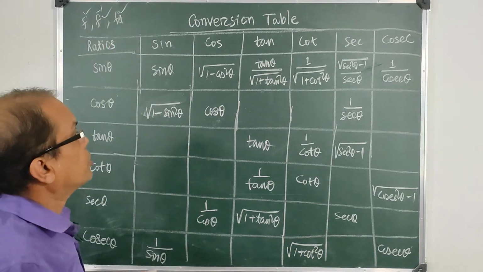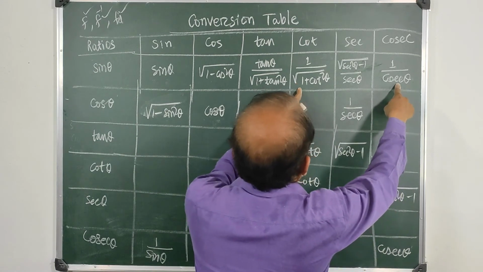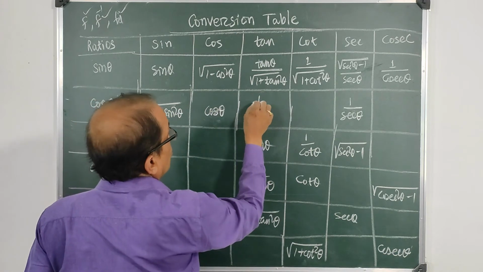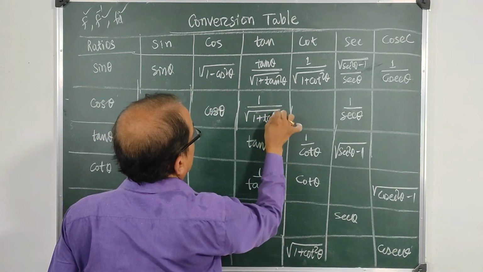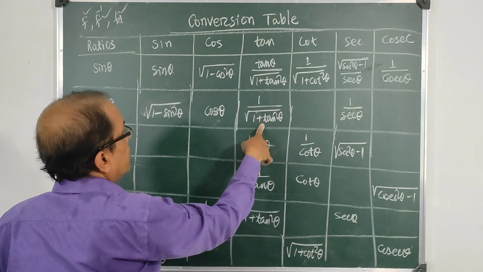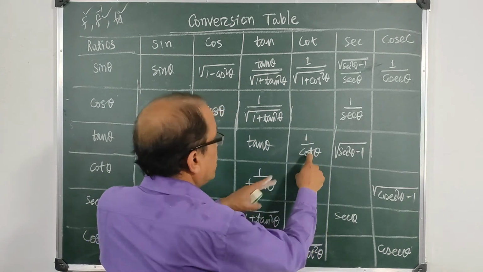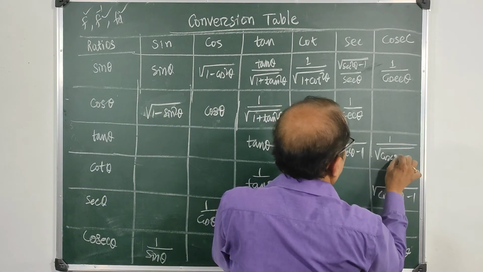Then go for F inverse D. This one is F inverse, this one is F inverse D. Next comes 1 by sec theta, where it will be tan. So 1 upon root over 1 plus tan square theta. This will be 1 upon sec theta, so cos theta. Similarly, here it is 1 by cot theta. Cot is related to cosec, so we are writing it here, root over cosec square theta minus 1.